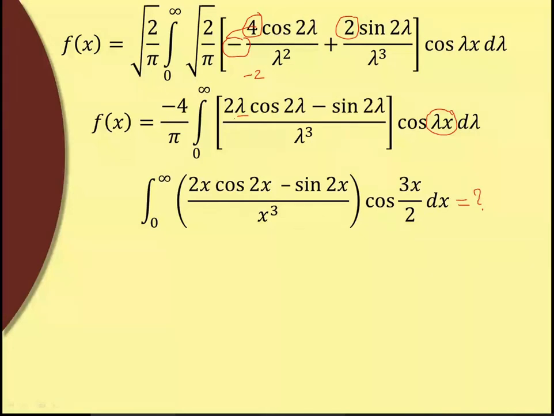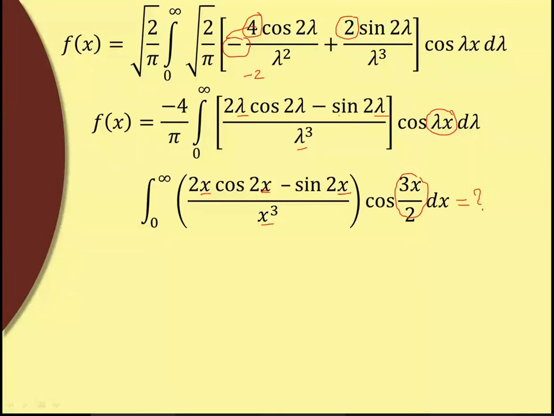Just by doing proper substitution, we can get the value. Just compare this. We have 2 lambda cos 2 lambda, we have 2x sine 2x. Sine 2 lambda, sine 2x. Lambda cube, x cube. And instead of lambda x, we have cos of 3x by 2. So what is the proper substitution for these two terms so that we get this integration?